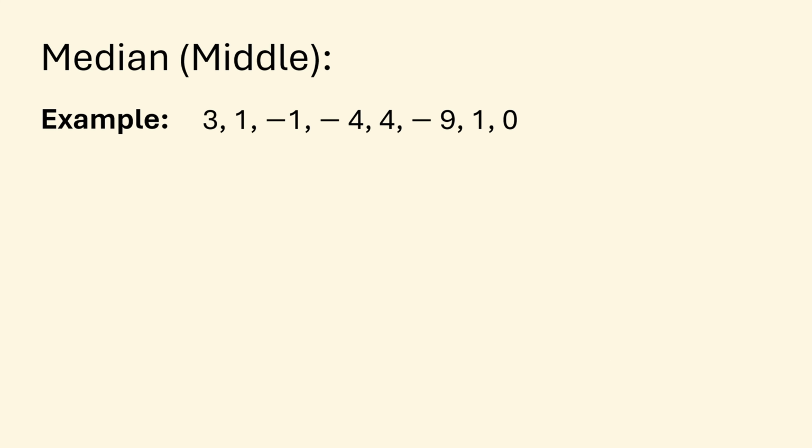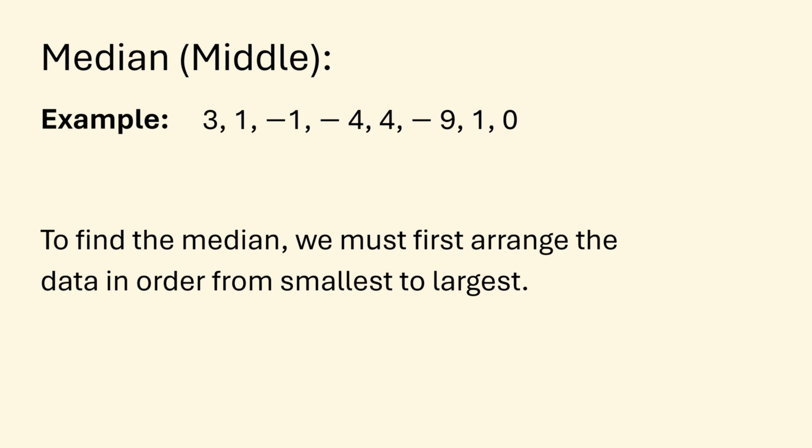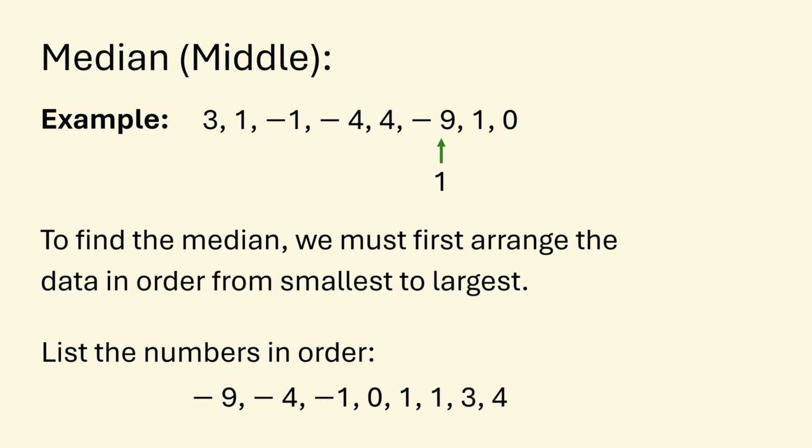Median. Next is the median, also known as the middle value. To find the median, we must first arrange the data in order from smallest to largest. Ordered data: -9, -4, -1, 0, 1, 1, 3, 4.